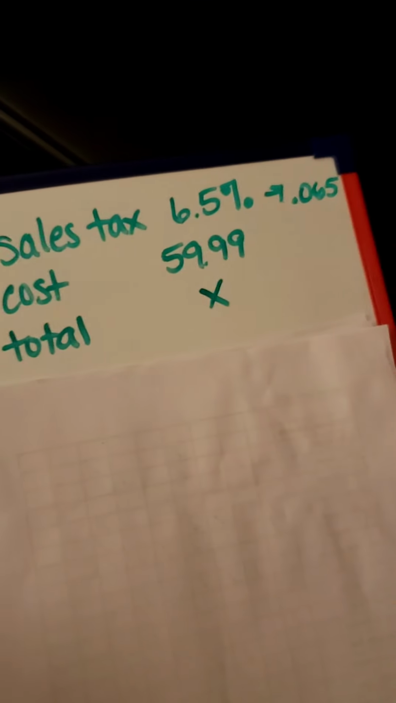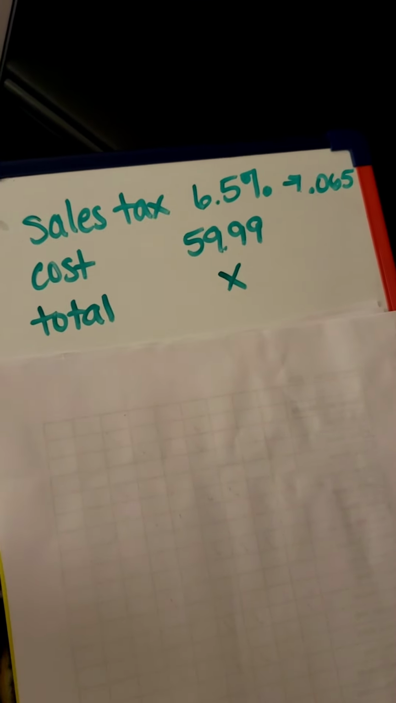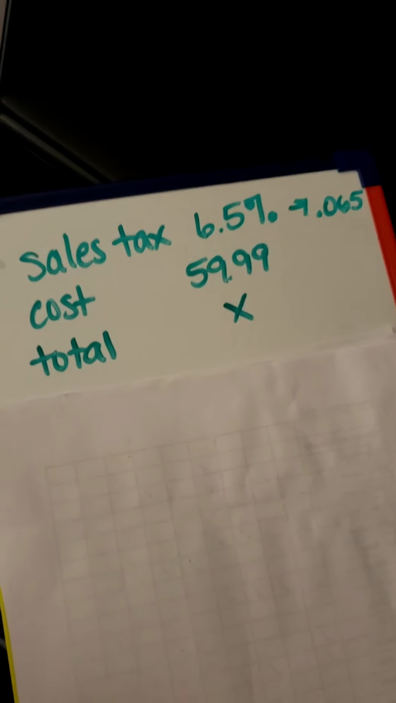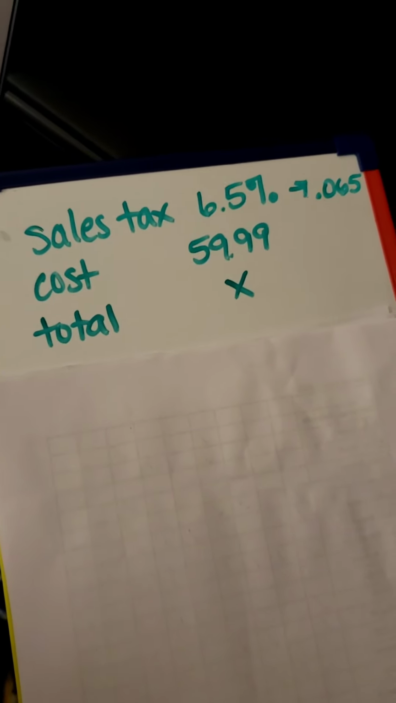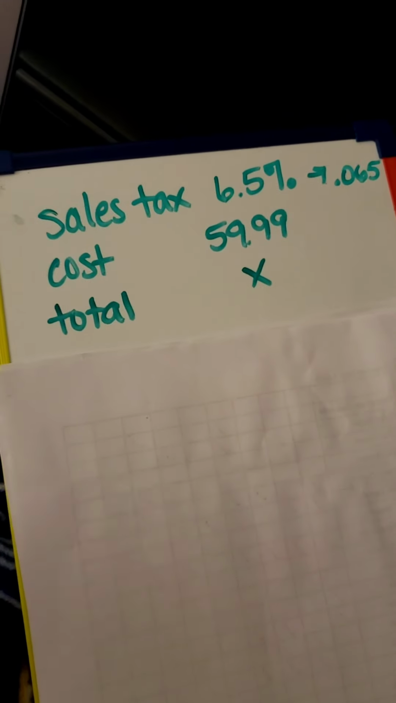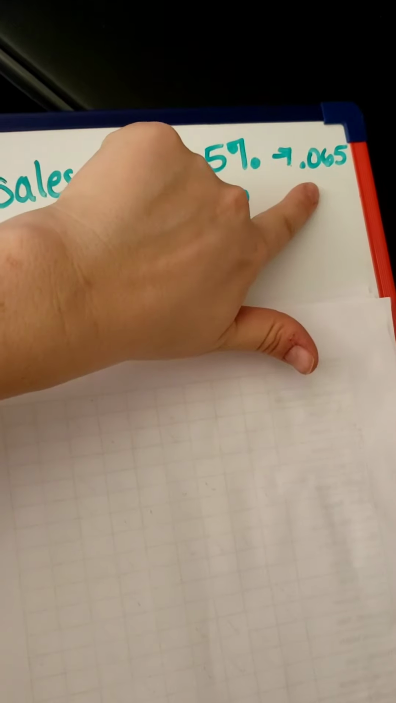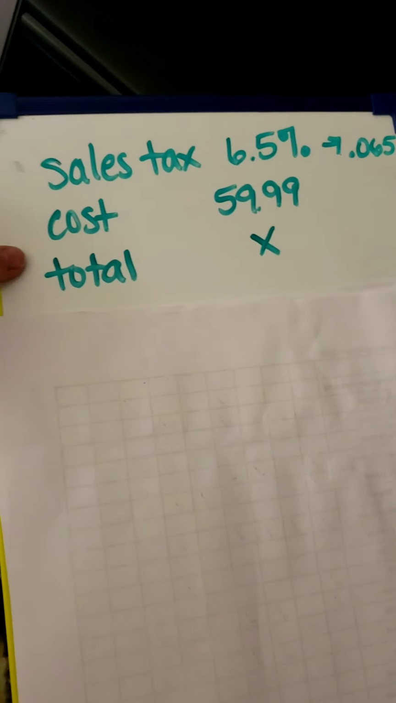All right, problem number 2. Daryl wants to buy a video game that costs $59.99. If there is a 6.5% sales tax on the item, what will the total cost be for Daryl? So I broke it down. There's our sales tax. I already moved it into decimal form. Our cost and our total.